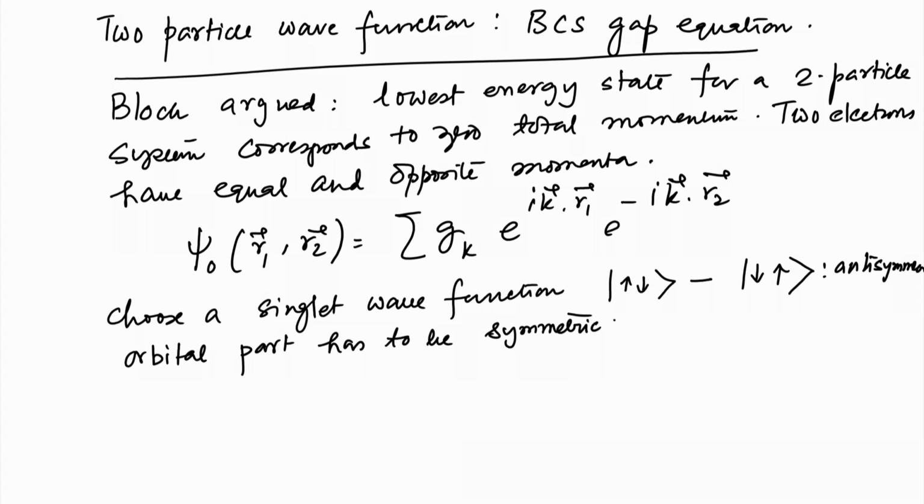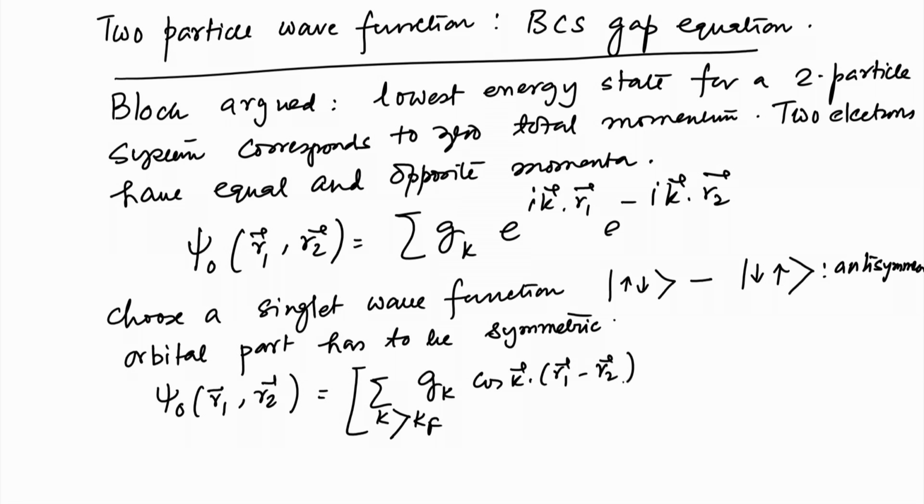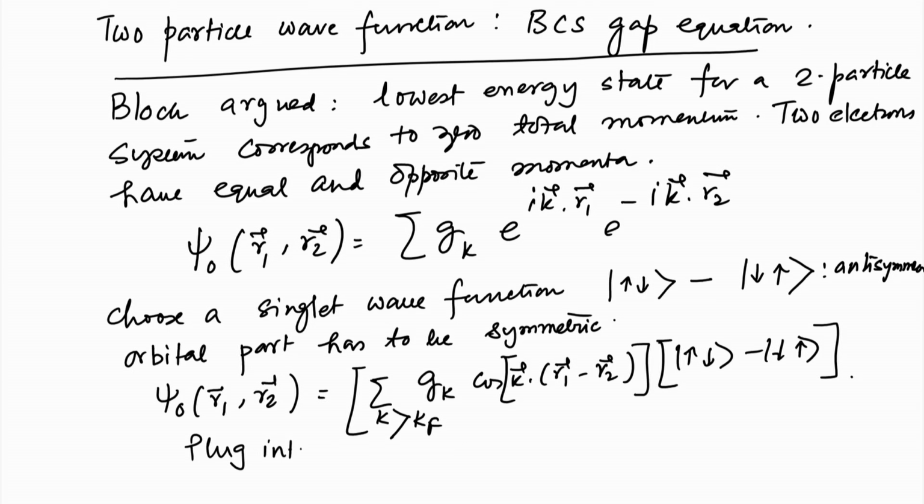So, we take this orbital part as, and also we will have to take k greater than k f, because we are writing down the two particle wave function which is residing just outside the Fermi surface. So, it is g k and cosine k dot r 1 minus r 2. And then up down minus down up. Now, this can be plugged into the Schrodinger equation. Let us call this equation 1.